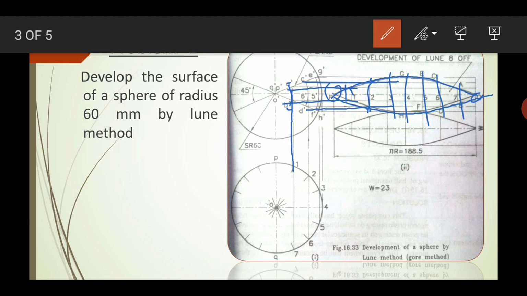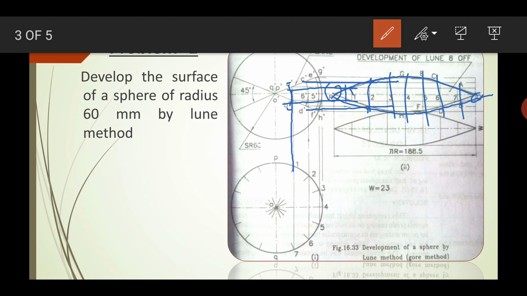So draw a smooth curve passing through all these points, and you will get the development of one lune actually. So this is one lune, and 8 lunes will form the sphere. Okay, I think you understand.